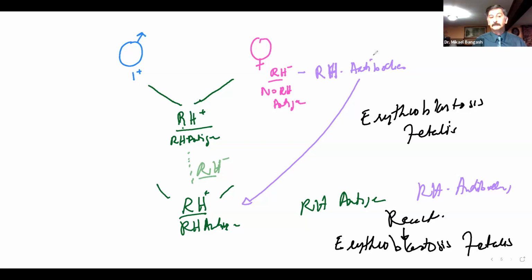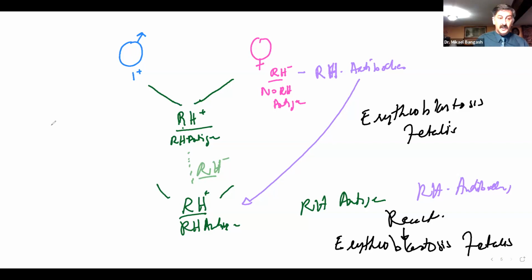Did that make sense? Clear? Okay. But when these antibodies, which were developed by the mother, react with the antigen, these Rh antibodies from the mom react with the Rh antigen of the fetus, that leads to what they call erythroblastosis fetalis.